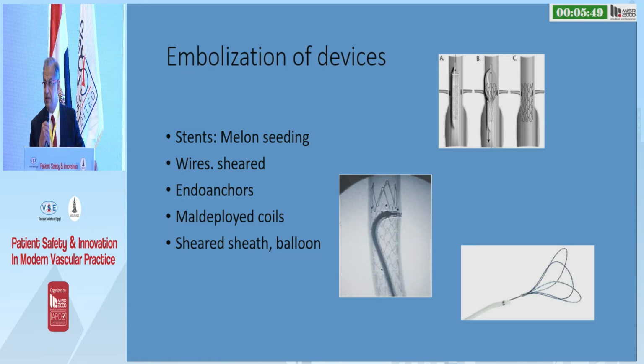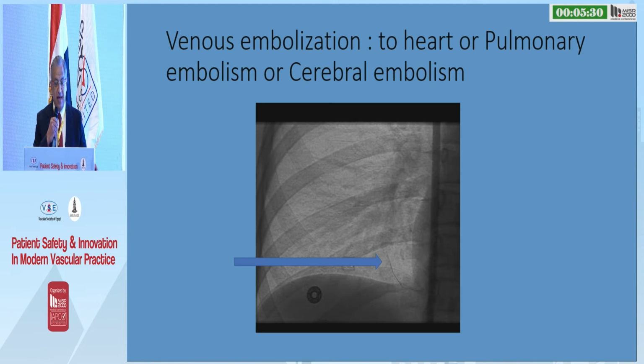The stents, if not balloon mounted, can balloon seed. The wires can be sheared. Endo anchors, we've lost endo anchors and endografts, and we were able to suction them through a big sheath more than once. Mal-deployed coils, new NOR coils, I do not detach. They are easily controlled. So it can happen. Venous embolization. Many people have pictures like this of limbs of IVC filters in the lung.